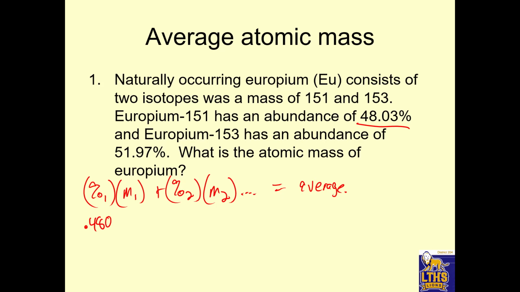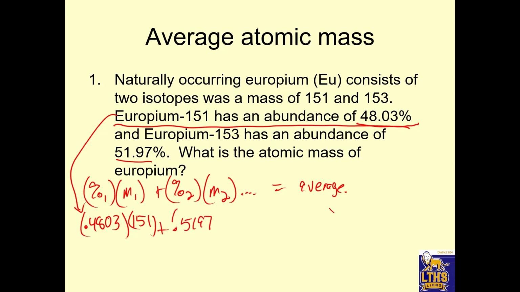So you're going to do 0.4803, and mass 1 is 151. Europium 151 has an abundance of 48.03. Abundance 2 is point... notice how I moved the decimal. Make it the decimal form of the percentage, and that was 153. Calculators assemble.